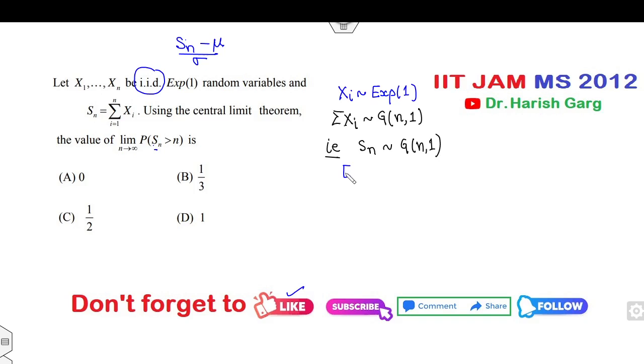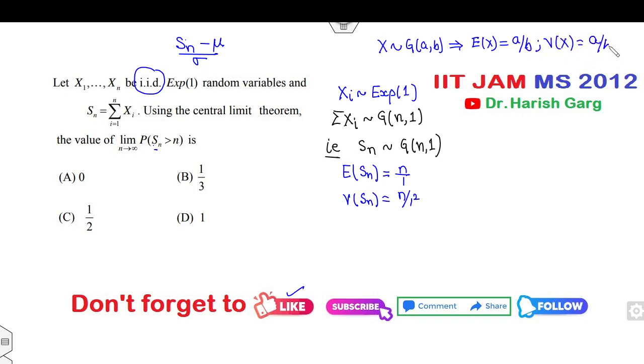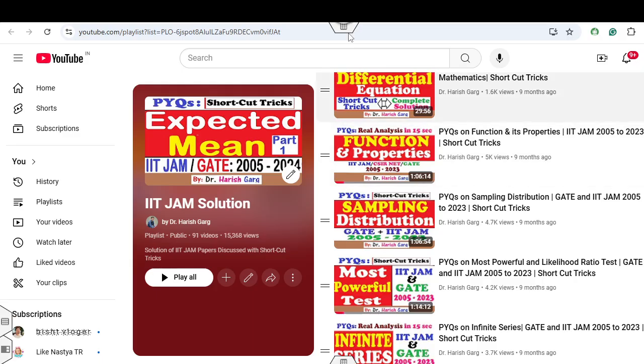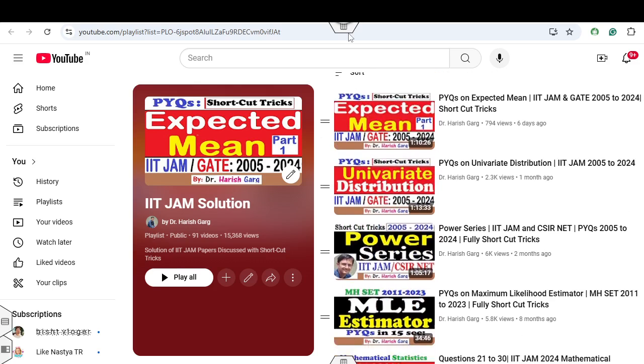Once we know Sn follows this, can you find the expected mean? The expected mean is n over 1 and the variance is n over 1 squared. Always remember, if X follows the gamma distribution with parameters a comma b, then the expected value is a over b and the variance of X is a over b squared. For more detail about such shortcut tricks, you must watch my lecture on univariate distributions.